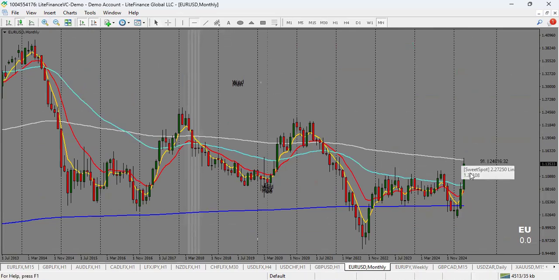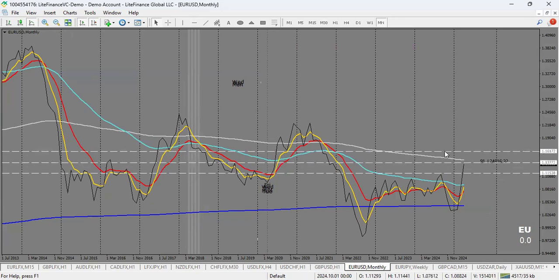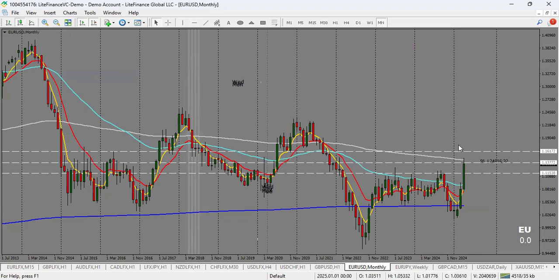So the current market price is around this area. So we have 1.13533. So we'll be looking at key support and resistance levels that are close to the current market price. So we have a support area down here. We have another one. And we have another zone here. So those are the ones that are close to the current market price.